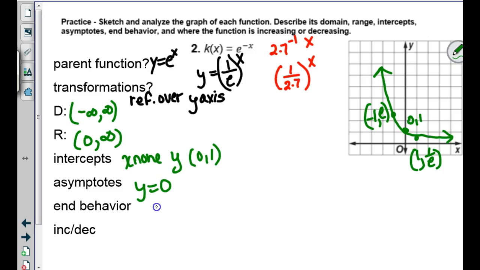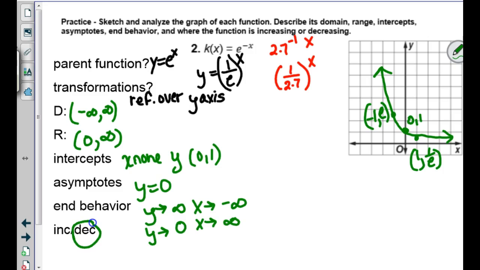End behavior, on the left, it is doing what? Yeah, on the left, it's going up. On the right, it's getting closer and closer to 0. The entire graph is decreasing from negative infinity to infinity. The x values, going left to right, where the graph is going down is all of it, so negative infinity to infinity.